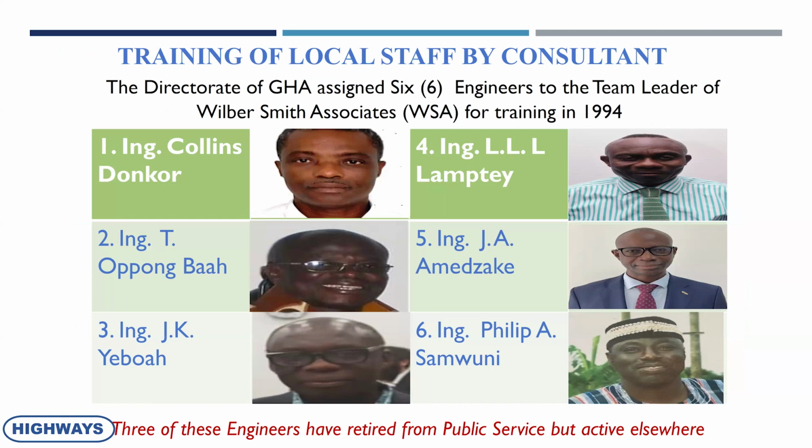And then we have, this is as follows. We have Engineer Collins Donko, who is the current chief executive. We have Lawrence Lamptey, who is now the deputy chief executive for maintenance. We have Engineer TK Upon, who is now on pension. Then myself, Mr. Atsu Amedzake. And then Engineer J.K. Yeboah. And then Mr. Philip Samwini. So these were the 6 young engineers that were attached to them. 3 of the engineers are on pension. They have retired from active service, but they are active elsewhere.